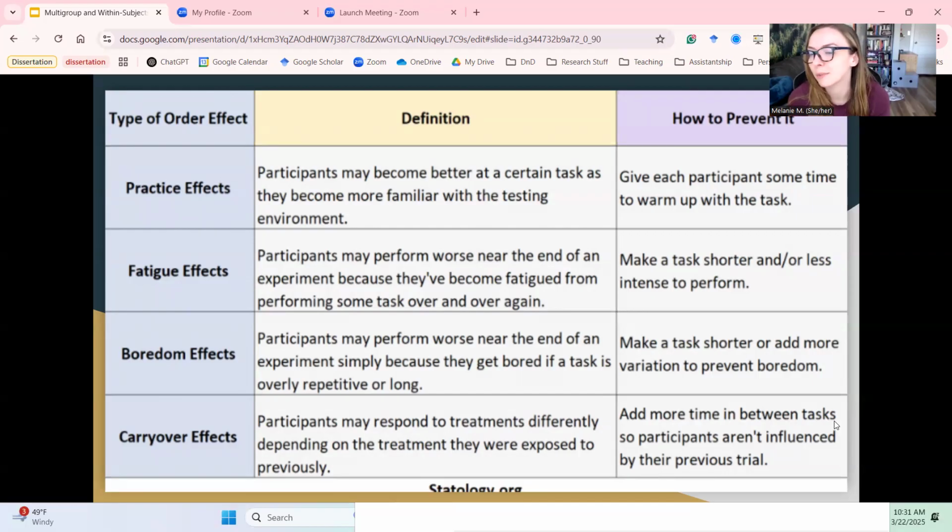Similarly, I love a chart. It makes it a lot easier for me, at least, to consolidate all of this information. So these are just the order effects and the definition of them, and then how you might prevent that. So as you are designing your own experiment, this will be a really helpful chart for you to come back and look at.